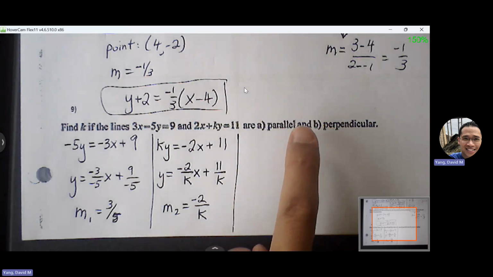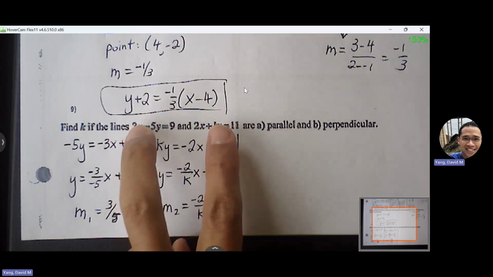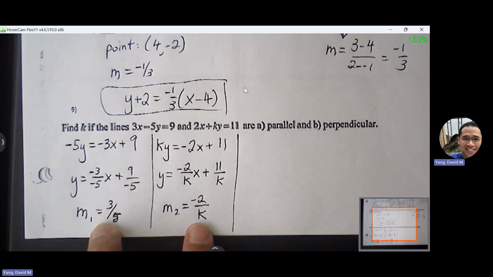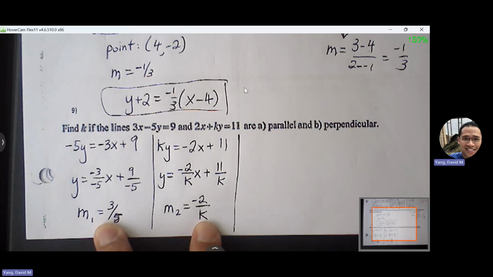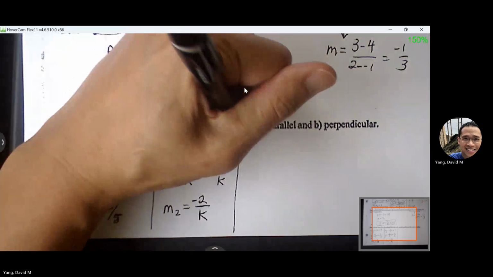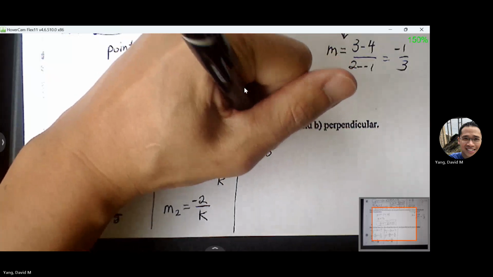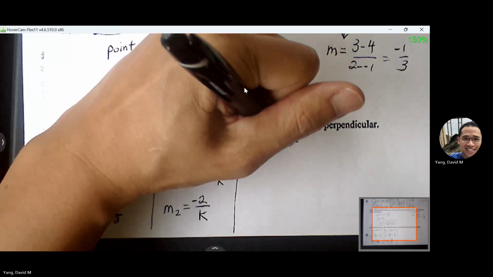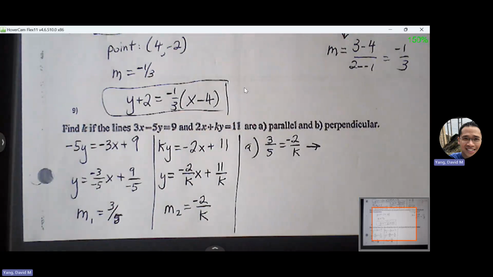So if I'm going to have a parallel slope between these two lines, then these slopes have to be what? The same. Right? You just set these equal to each other and just solve for k. Just cross multiply and solve for k.